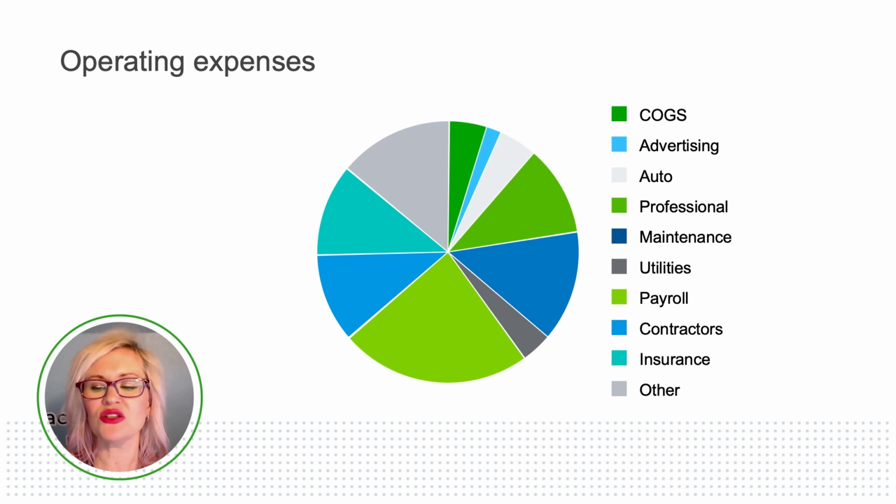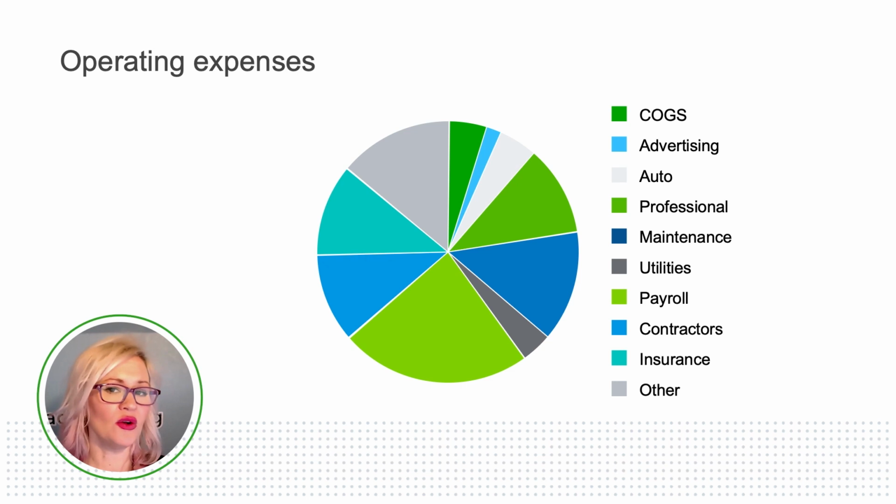Maybe you also go out and service, and then professional fees. So maybe you've got accounting, bookkeeping, or legal services. And then you've got some maintenance, and so on and so forth. There are several different areas where business expenses come into play.